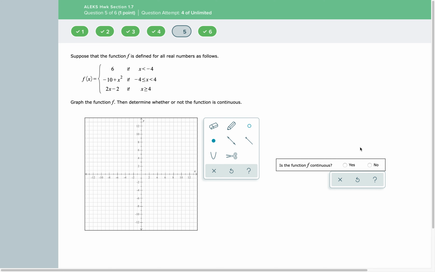Okay, it says, suppose that the function f is defined for all real numbers as follows. So you have for the first, we have f of x is equal to 6 if x is less than negative 4. Okay, so just plotting some points here. Okay, so anything before x is at negative 4, we have y to be at 6. So I'm just going to plot some points here.